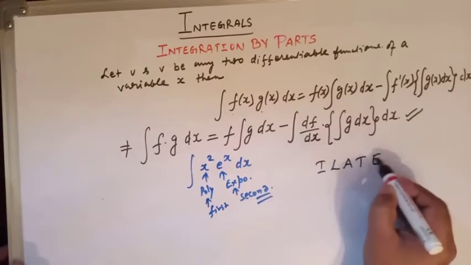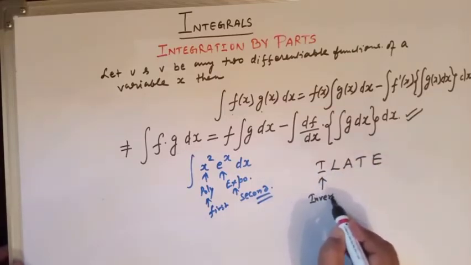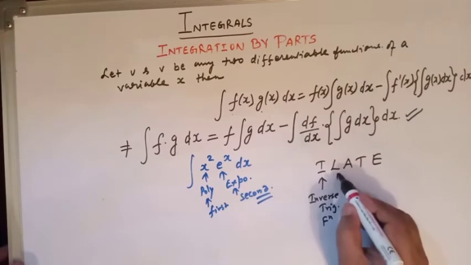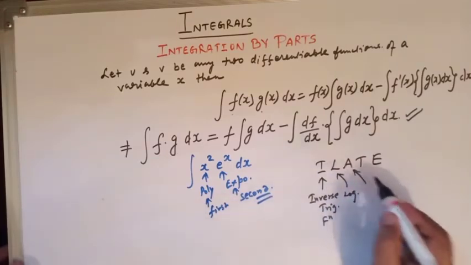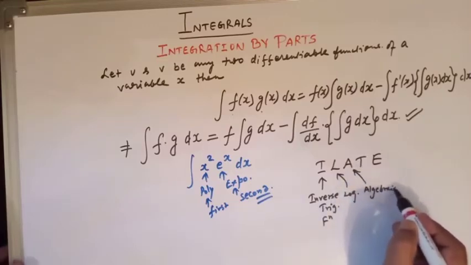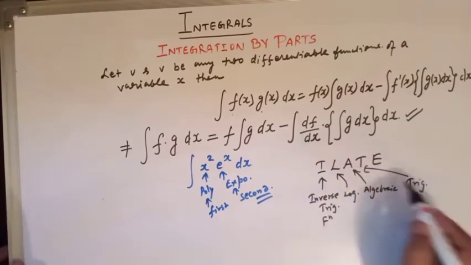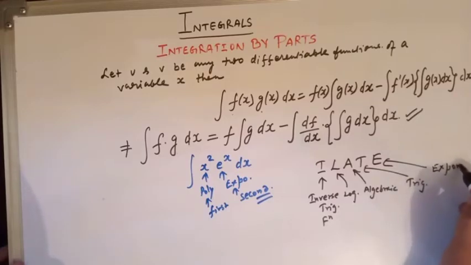Clear? So here I stands for inverse trigonometrical function, L stands for the logarithmic function, A stands for the polynomial function or the algebraic function, T stands for the trigonometrical function, and E stands for exponential function. Clear?